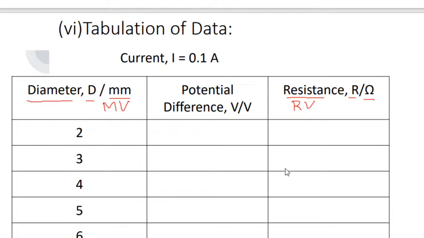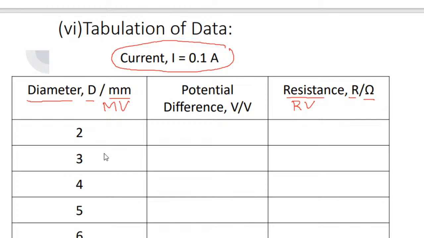Can add 1 more column. Current is constant. So if current is constant, just write outside. No need to write inside the table, because this is constant. How many decimal place for diameter? So since this is only planning, you can write no decimal place also can. Because this is only planning. As long as the numbers that you use have a consistent change. It's like this, right? 2, 3, 4, 5, 6, or 10, 20, 40 like that. Or 5, 10, 15, 20 like that.